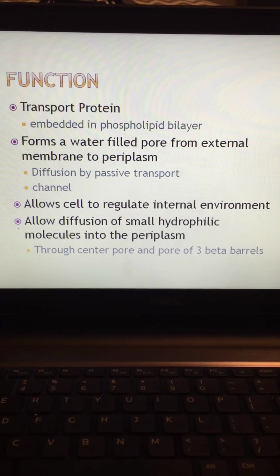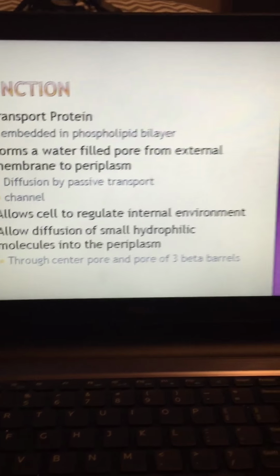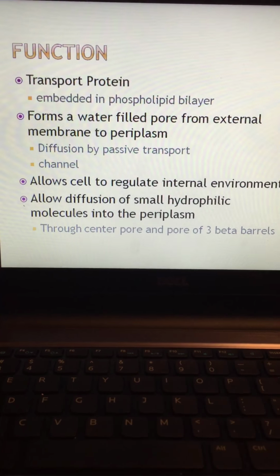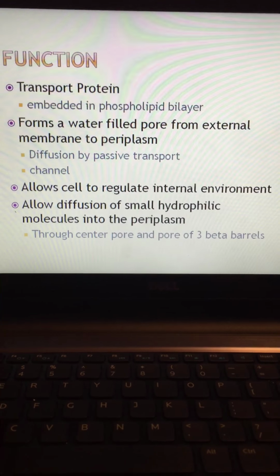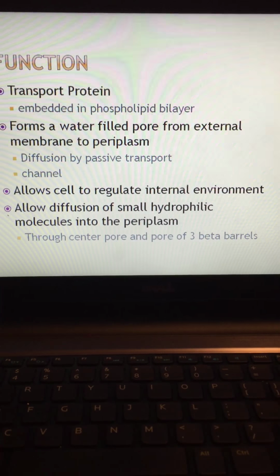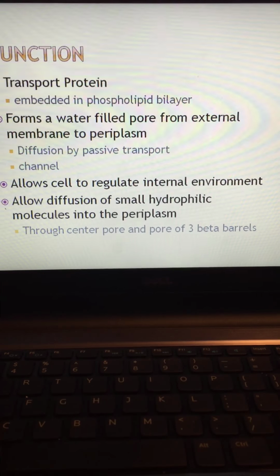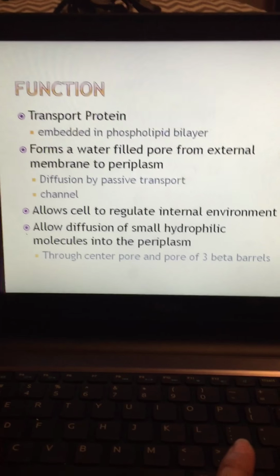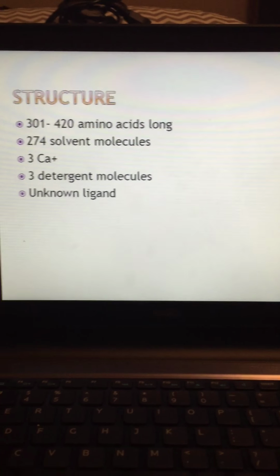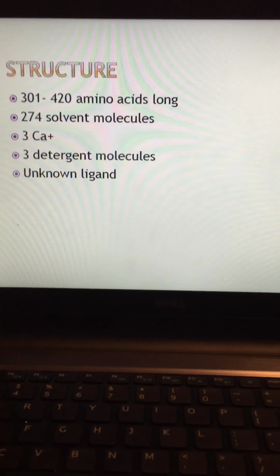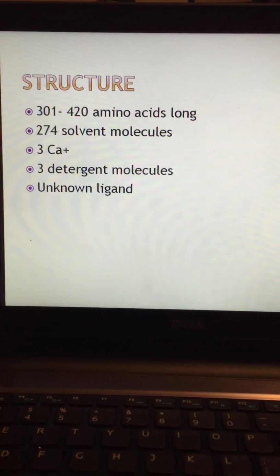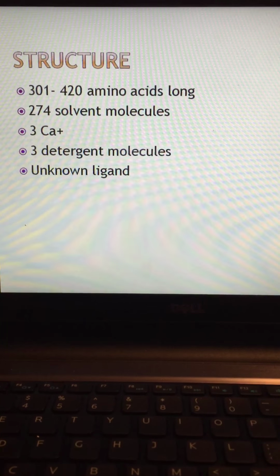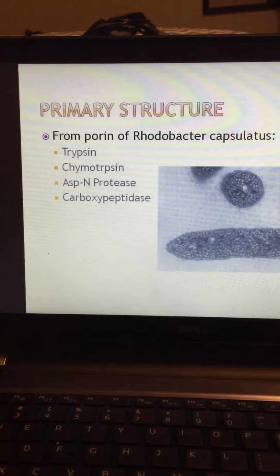And it allows cells to regulate the internal environment, because if things don't go in and out, the cell could swell or shrivel, so you have to make sure there's good movement. It allows diffusion of small hydrophilic molecules into the periplasm through a pore, and the pore is made of 3 beta barrels. Basically the pores are in the center of each beta barrel that makes up porin. Okay, so for the structure, it's roughly 301 to 420 amino acids long, depending on the specific porin molecule. And there are roughly 274 solvent molecules, 3 calcium ions, 3 detergent molecules, and an unknown ligand.